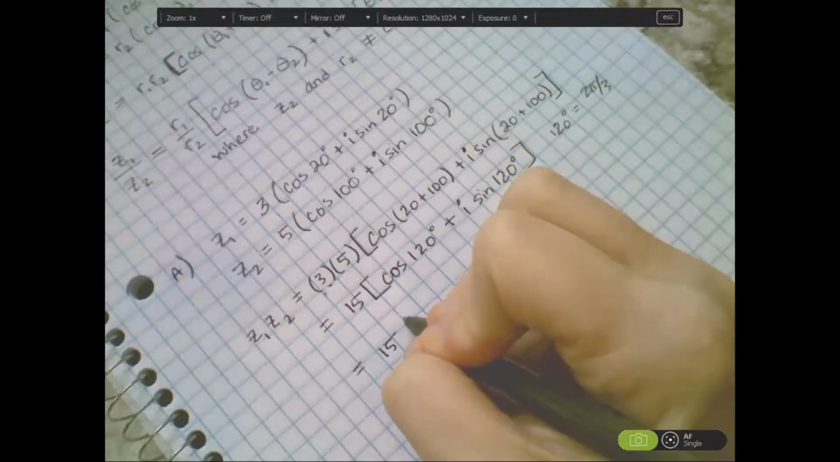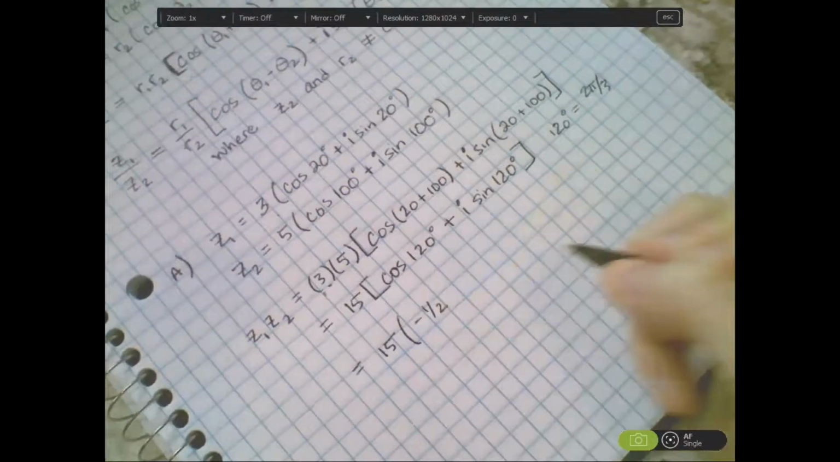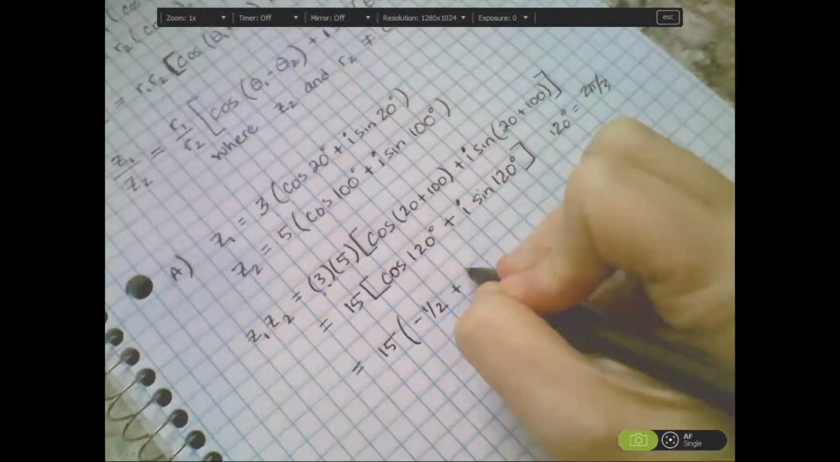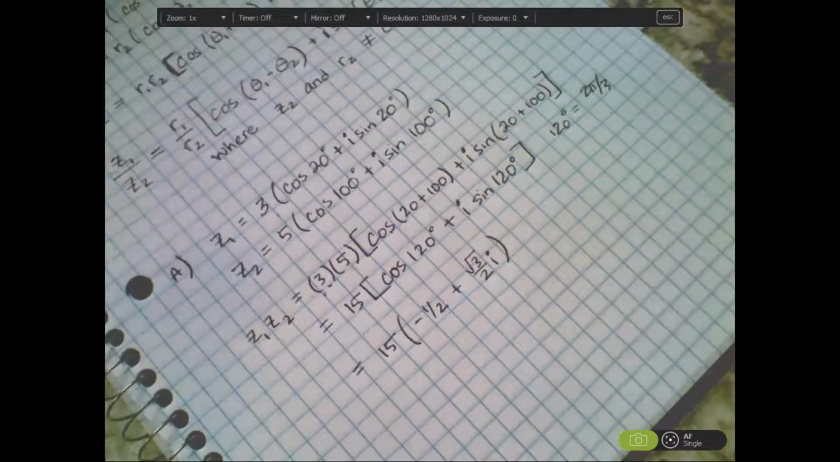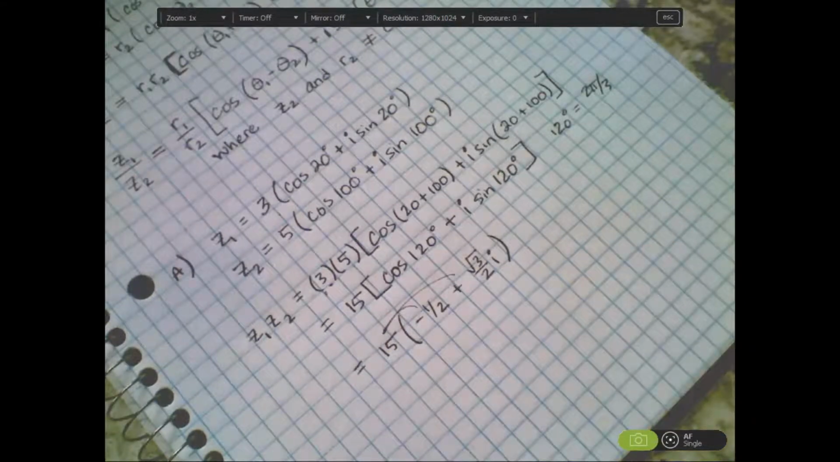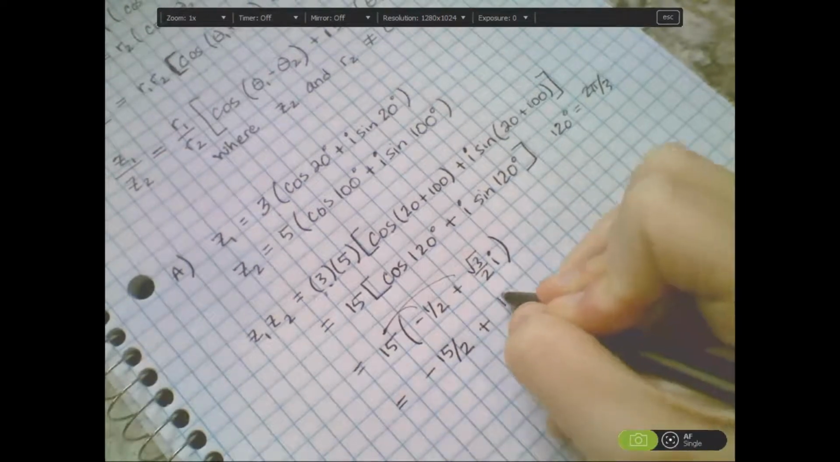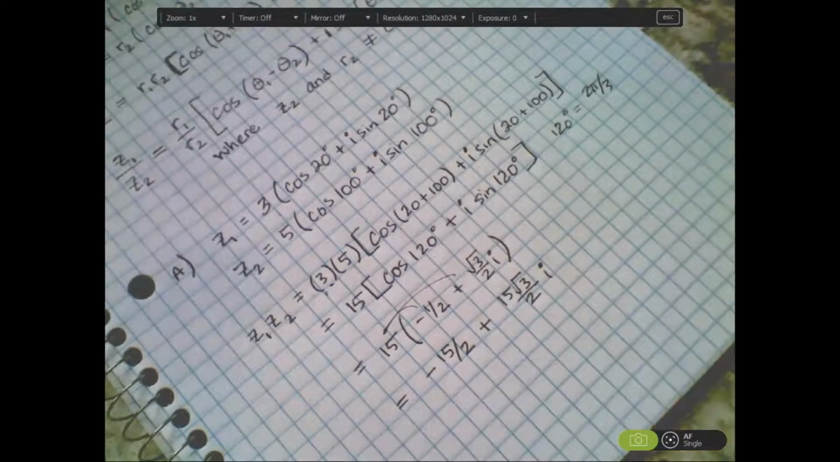15. And then I'm going to go back to parentheses. Cosine of 2 pi over 3 is -1/2. And then the sine of 2 pi over 3 is √3/2. Make sure I get my i in there. And then we can distribute our 15. So I'm just going to leave this -15/2 and then 15√3/2 i. And we can just leave it like that.